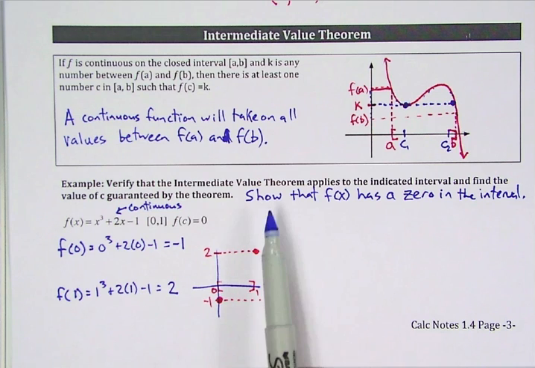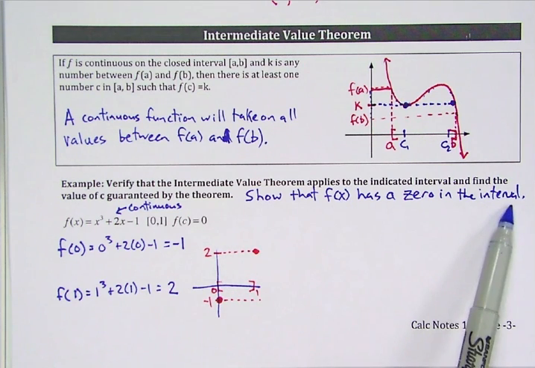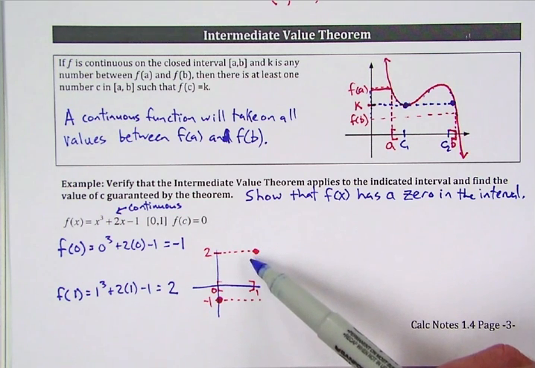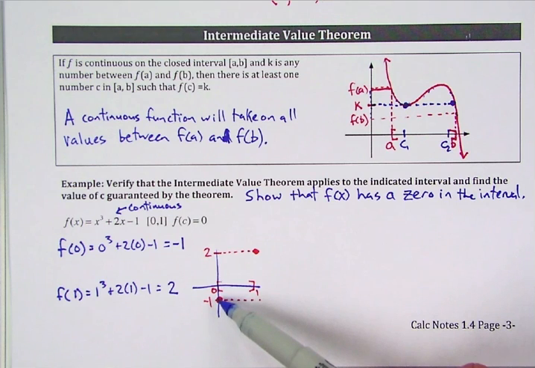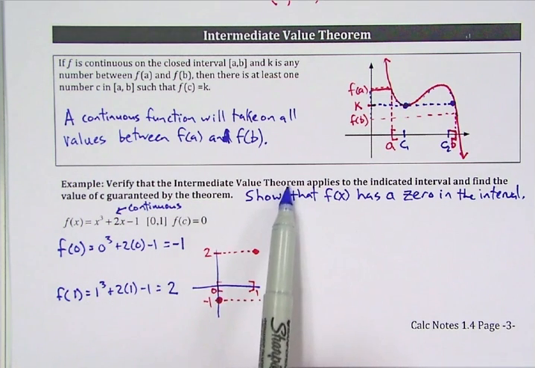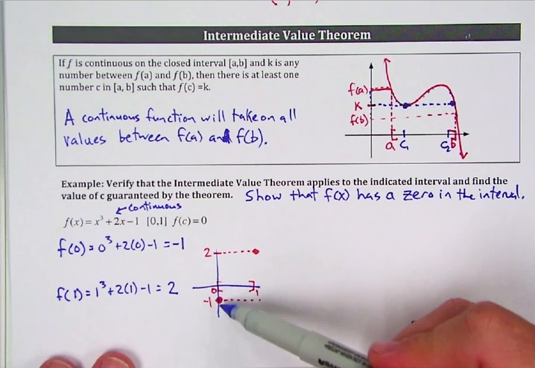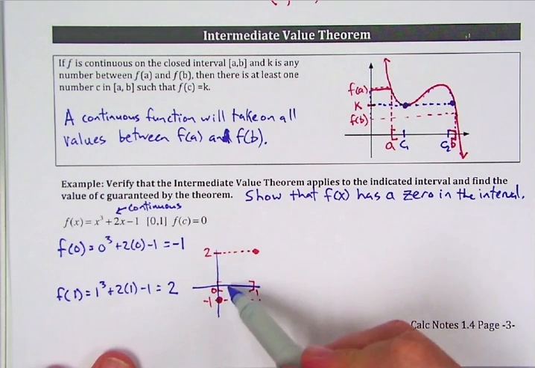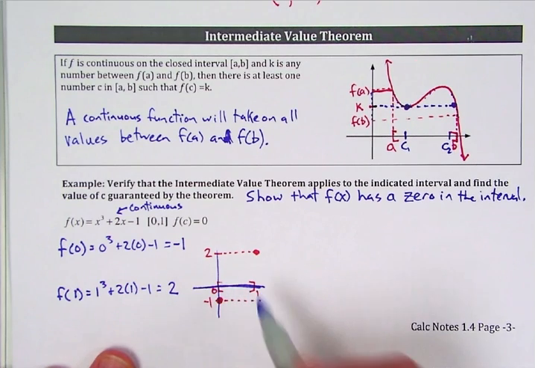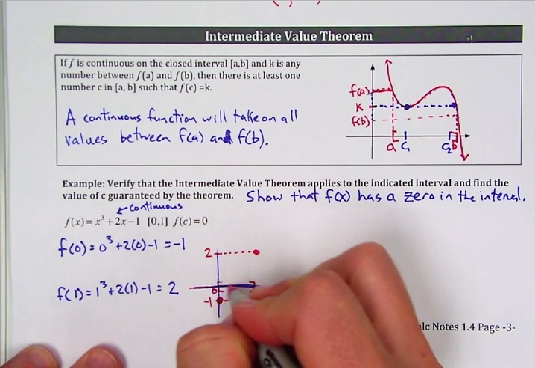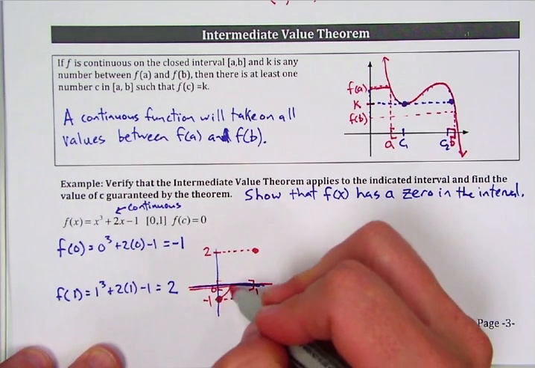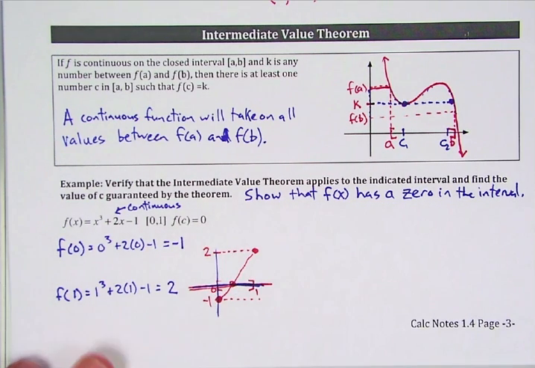So the question is, show that f of x has a 0 in the interval. Okay, so if we start here at -1 and we end here at +2, and we know this function is continuous, what does the intermediate value theorem tell us about the function? Well, it tells us that it equals every possible number between -1 and 2. So at some point along the line, will the function equal 0? Will it ever cross this line? Well, yes, it has to. Without even knowing what this function looks like, we know it's going to cross right there.